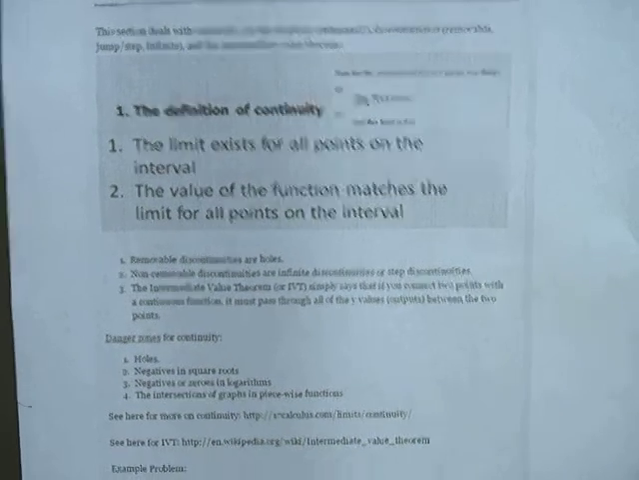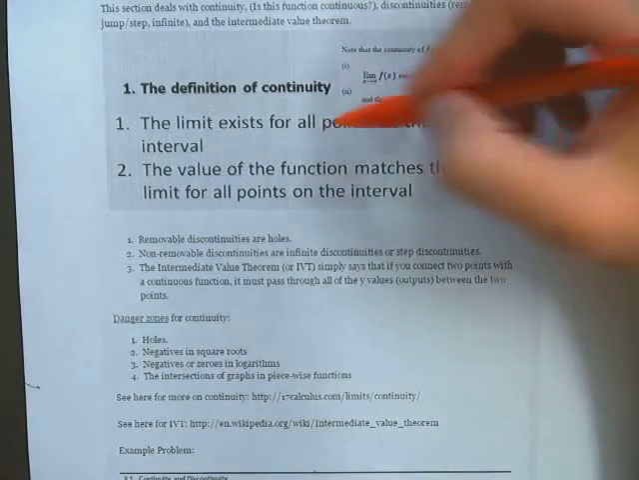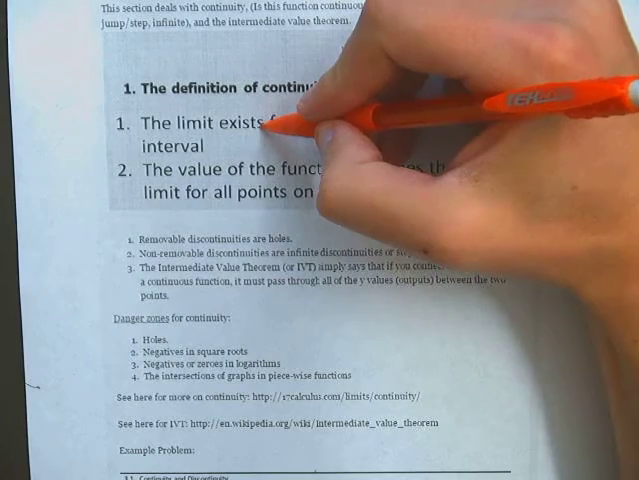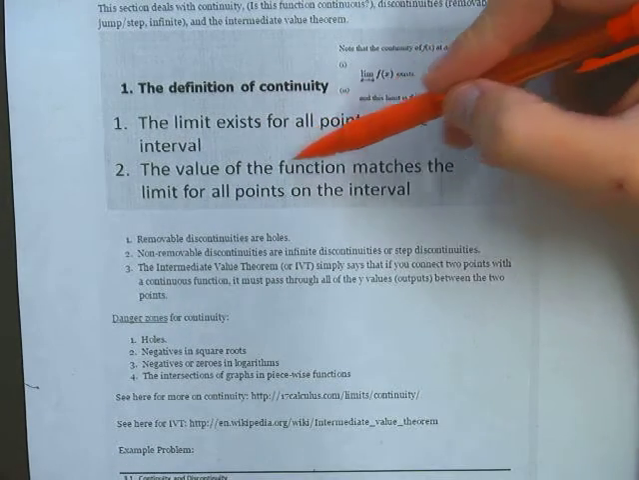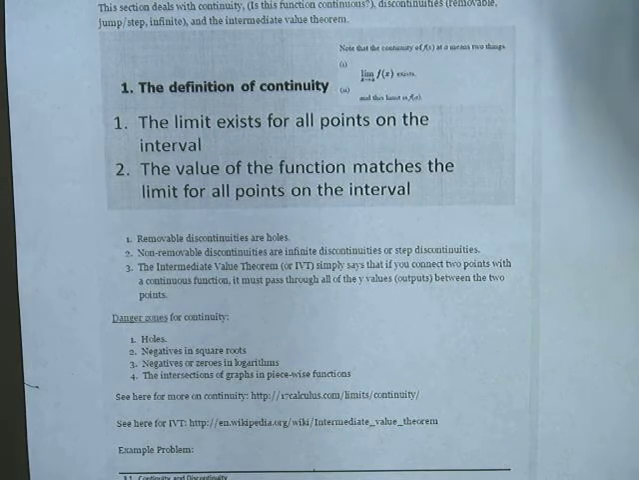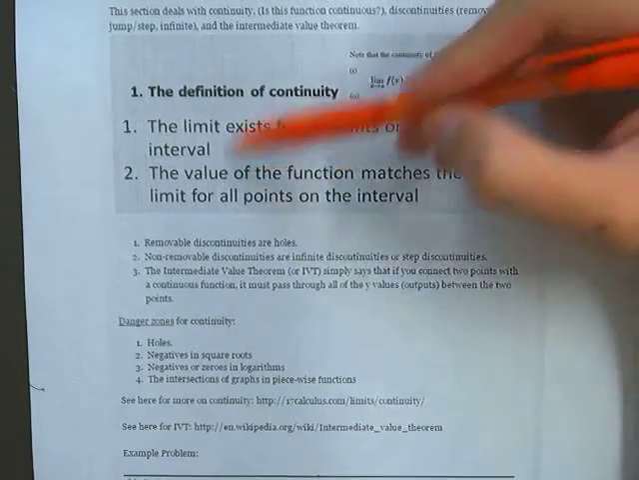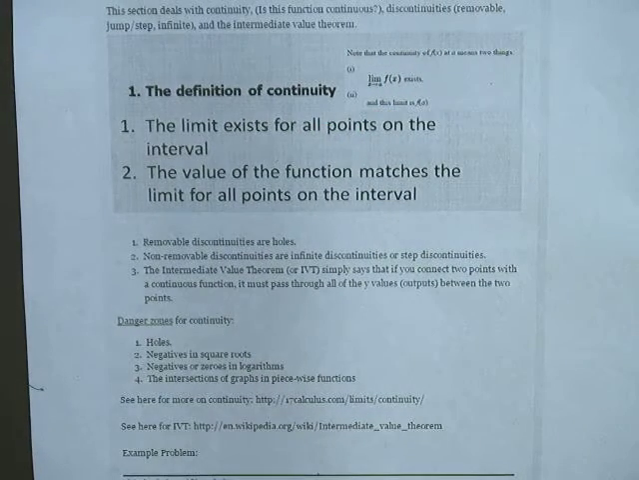Alright, first, the definition of continuity is pretty important. For every point on the interval, the limit needs to exist, and the value of the function needs to match that limit for every point on the interval. So that's what's set up here. This is what's in your book. This is like my words version of it.